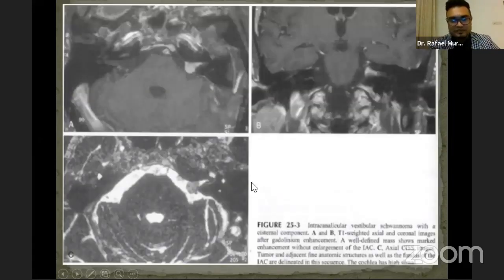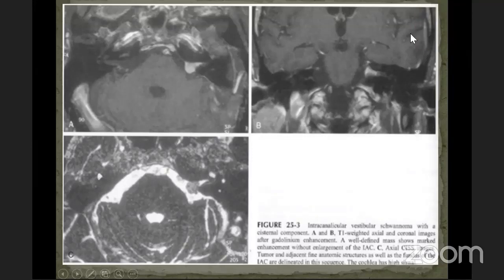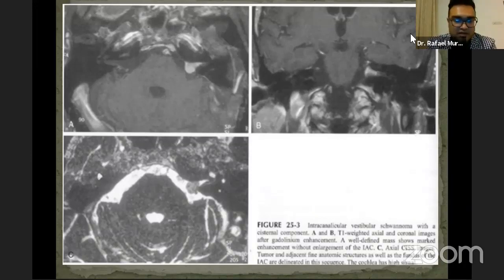So next slide, please. Here we can see a very good case of CP angle tumor. This is a case of vestibular schwannoma. So, intracanalicular vestibular schwannoma with a cisternal component. And the first one is a contrast enhanced T1 weighted image. We can see an enhanced mass where the mouse is placed. The enhanced mass has an inverted comma like shape, and on the coronal reconstruction, we can see the same tumor at the left side, left CP angle. And the axial CISS image shows the tumor and adjacent fine anatomic structures as well as the fundus of the nerve.